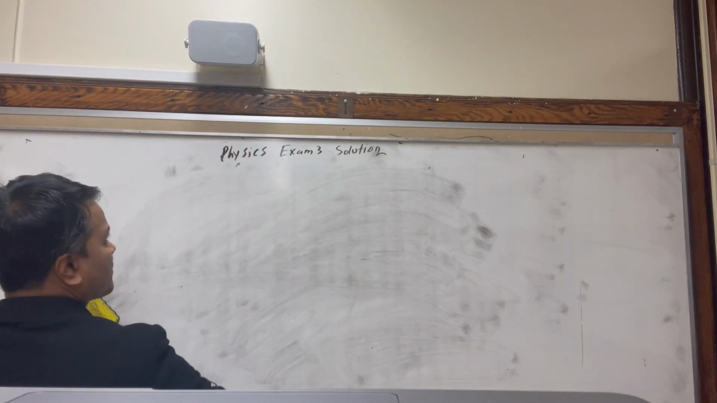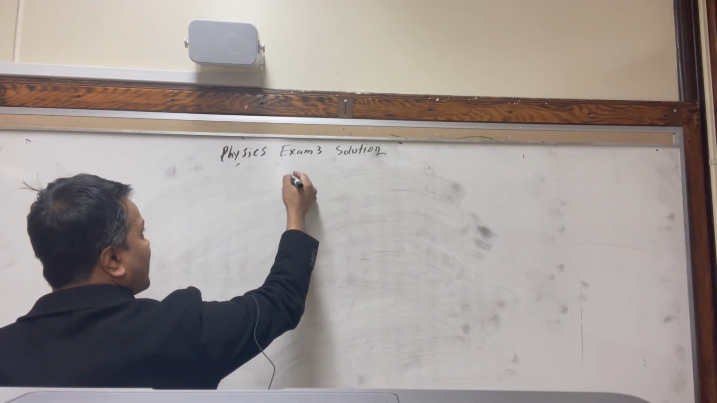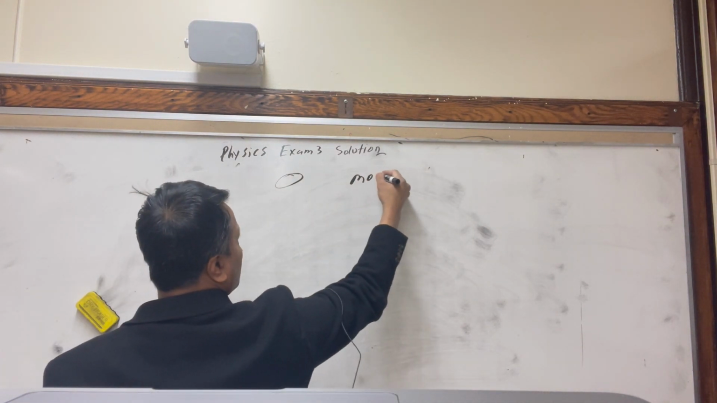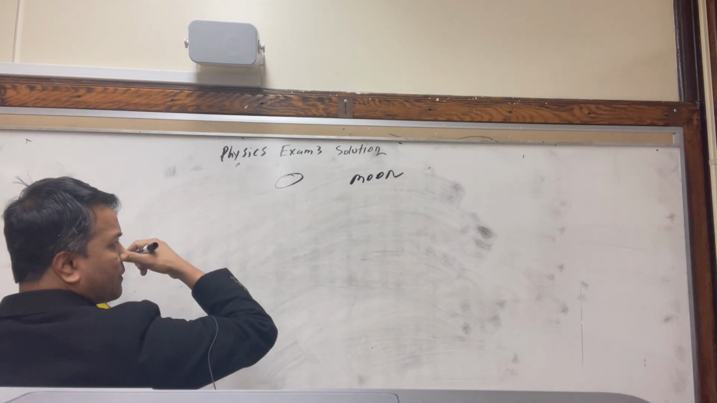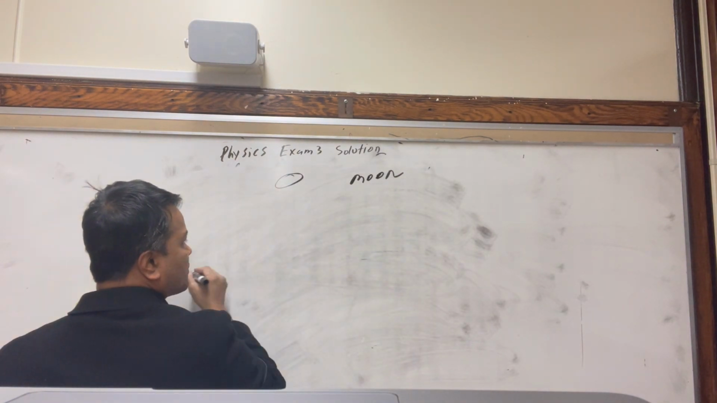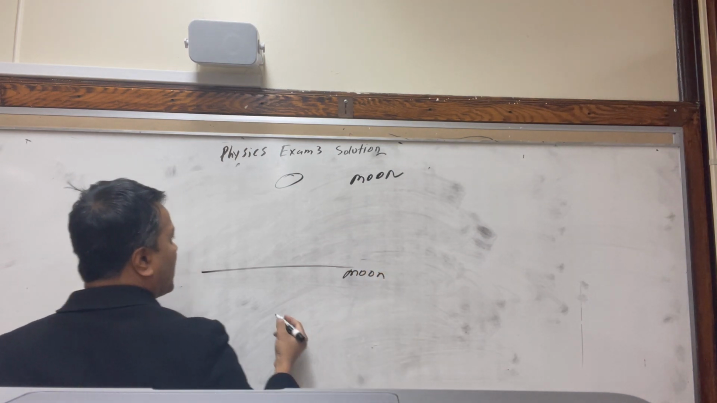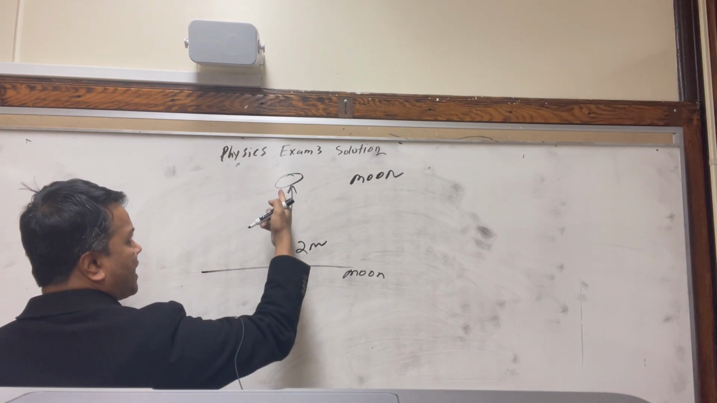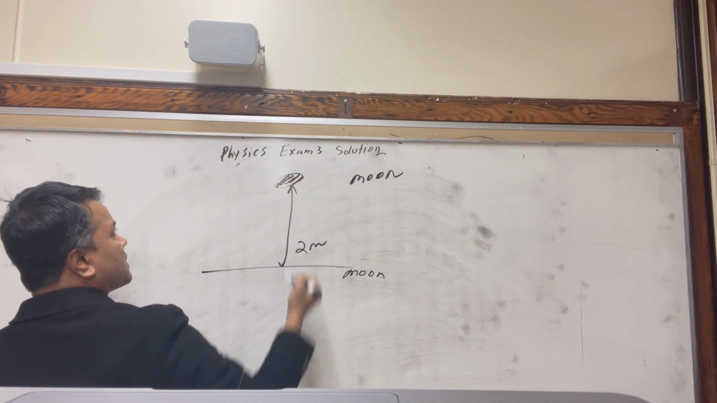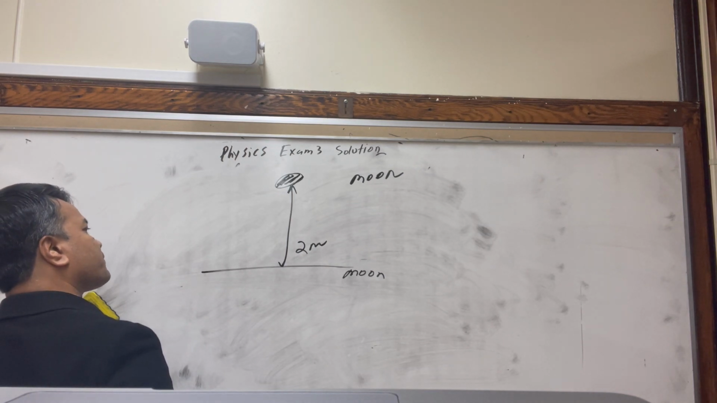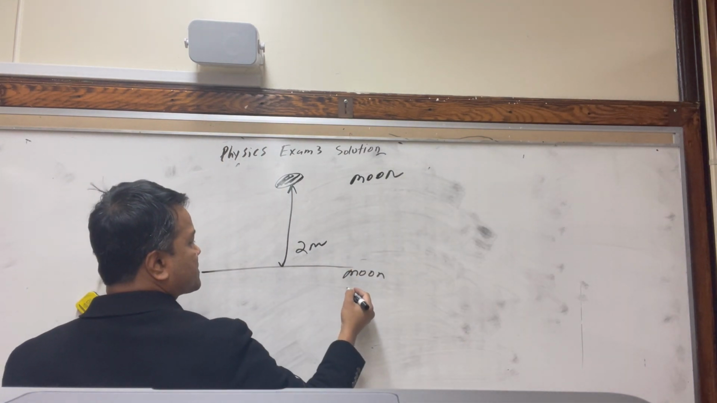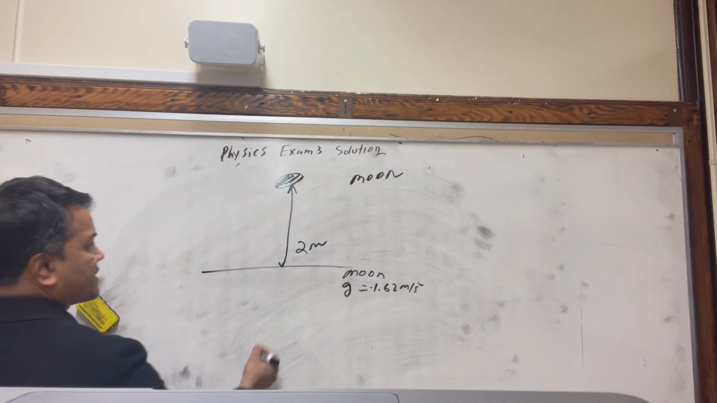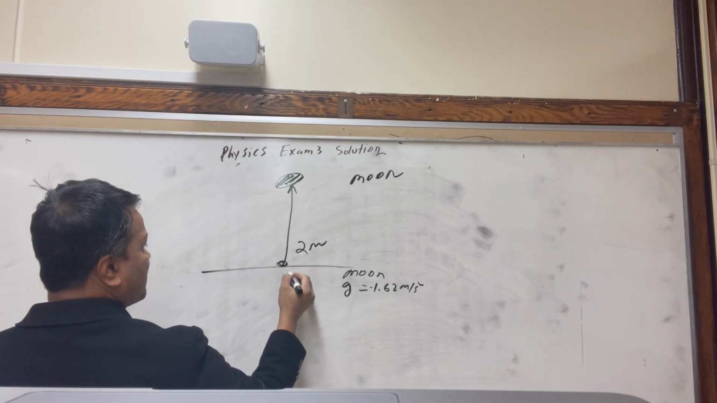Neil Armstrong on the moon dropped a hammer. Okay, so dropped a hammer on the moon, and this is 2 meters. The hammer is 2 meters above the ground, and acceleration due to gravity on the moon is of course 1.62 meters per second squared. Don't forget the negative. Find the t when the hammer touches the ground. What would be the t?